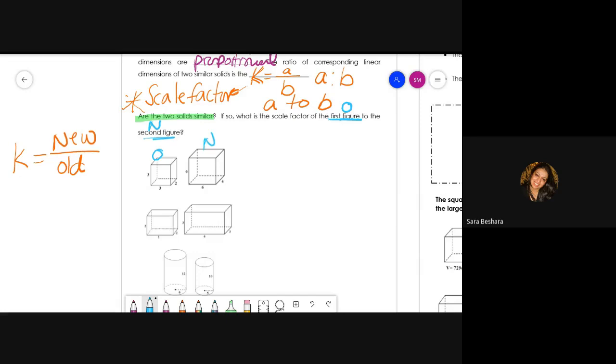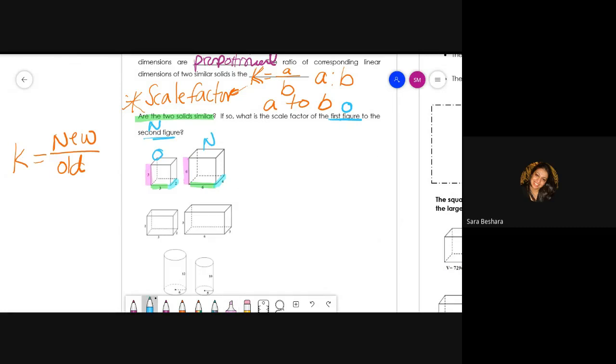Since we are trying to figure out the dimensions, the dimensions must be corresponding. So I cannot use a length with a width, or a length with a height. It has to be height with height, length with length, width with width. For example, if I look here, this 6 is corresponding with 3. I'm going to color code them because it's really important. And then the width right here is corresponding with the width here, 4 and 2. And then maybe we can use pink or purple, the height corresponds with the height.